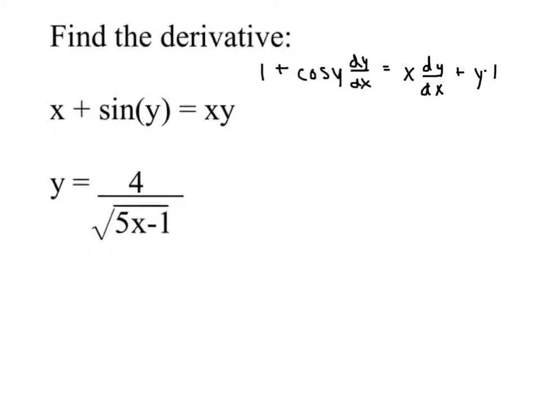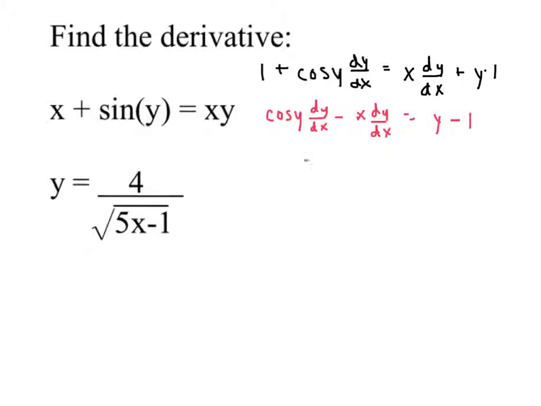Now I'd like to get all the dy dx stuff on the same side, so let me move the x. Okay, so I'm going to have cosine of y dy dx minus x dy dx. And on the other side, I'm still going to have a y, and I'm going to bring that 1 over to the other side. So I moved the x dy dx, I subtracted that over to the left, and I moved the 1 by subtracting that over to the right.